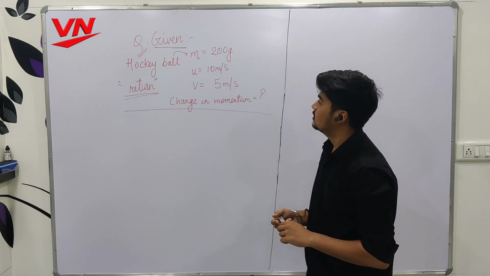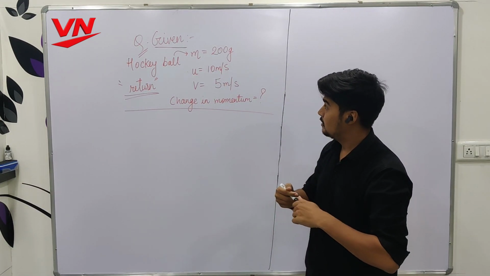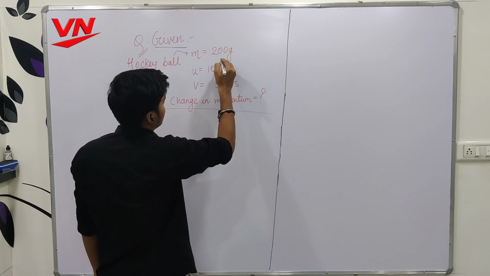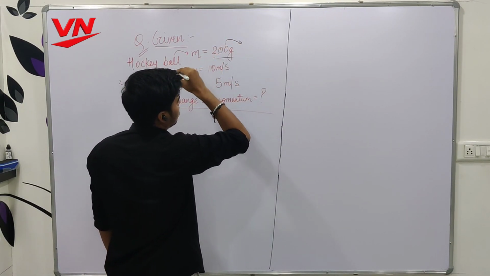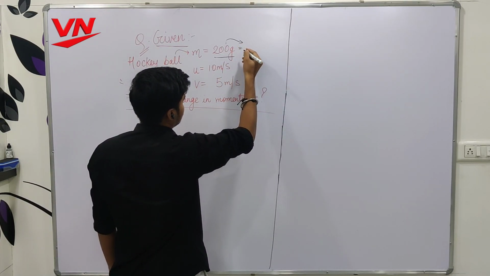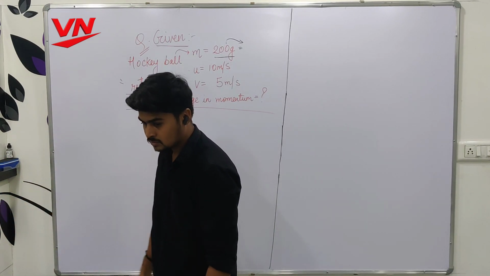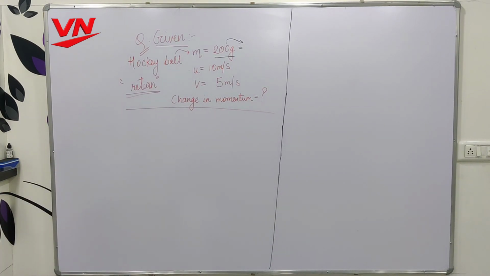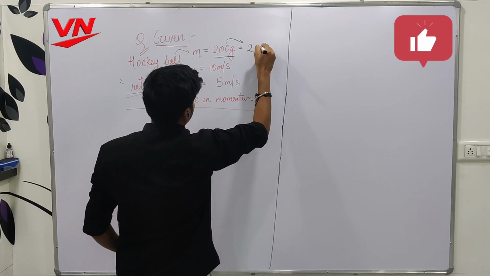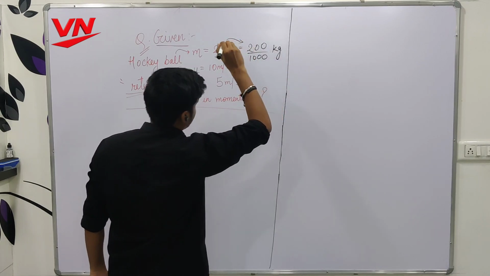Coming to the next question, that is of a hockey ball of mass 200 gram. Whenever I see a unit different from SI unit, I will convert it into its SI unit. You know that the SI unit of mass is kg. So what I will write? 200 divided by 1000, so basically in kg.